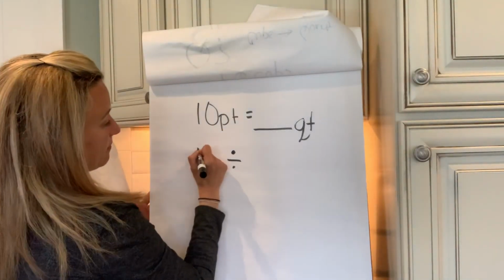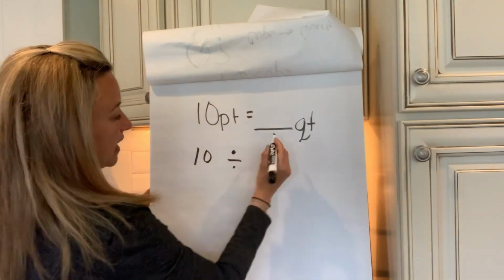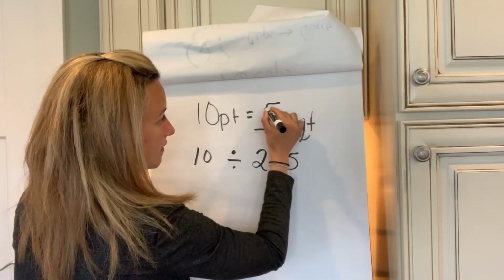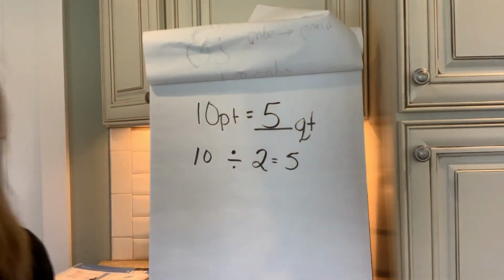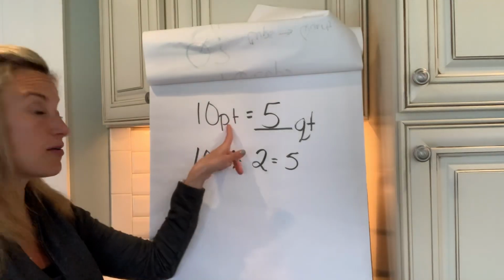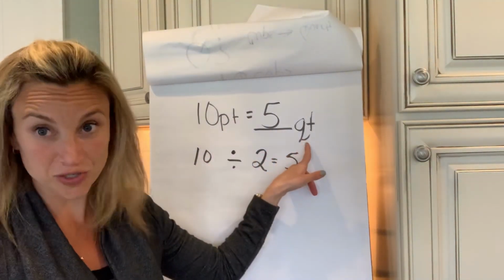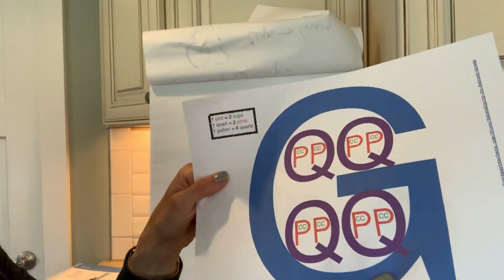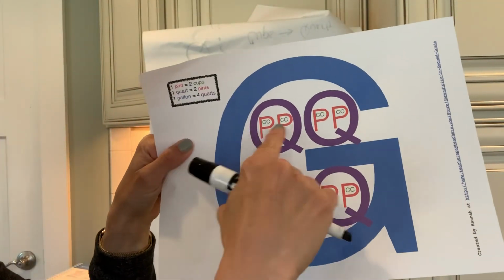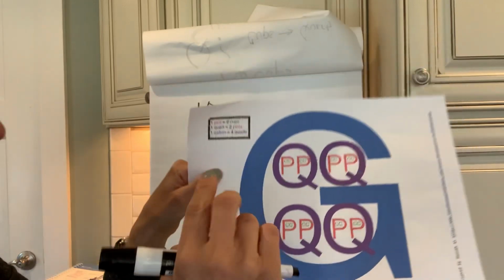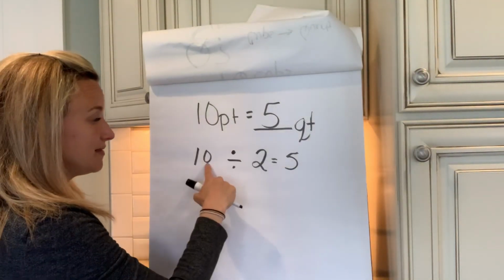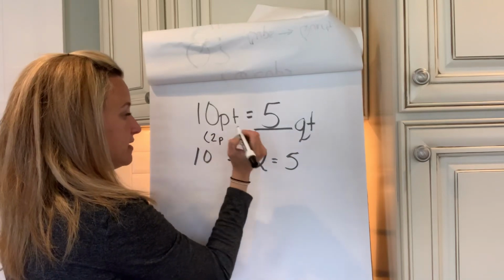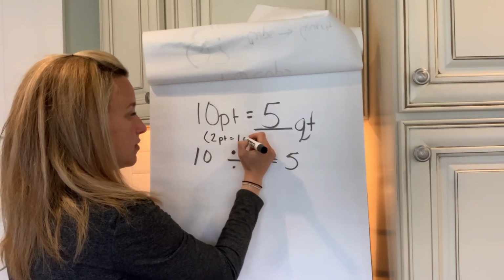So I'm going to take my 10 and I'm going to divide by 2, which is going to give me 5. Once again, the reason why I did that, I divided because I'm going from a smaller to a larger unit, okay? And then I know after looking at my diagram that there are 2 pints per quart. So I'm going to do 10 divided by 2. 2 pints equal to 1 quart.